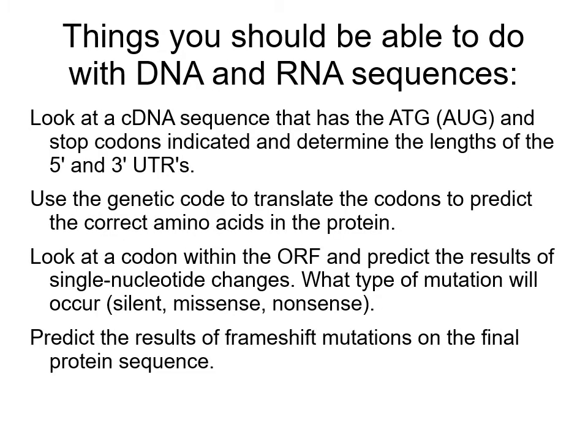All right, so things you should be able to do with DNA and RNA sequences. You should be able to look at a cDNA, identify the ATG, or if I identify it for you, be able to read the genetic code, what the amino acids are going to be, for example. Look at the 5' and 3' UTRs, and predict the results of various types of single nucleotide changes that you might have. So this is all practice for things you're going to need to do at some point.